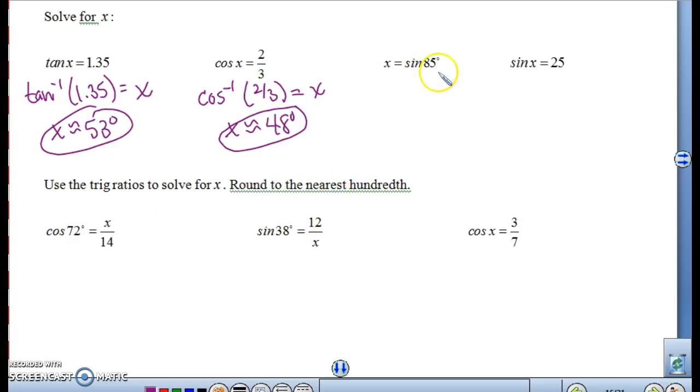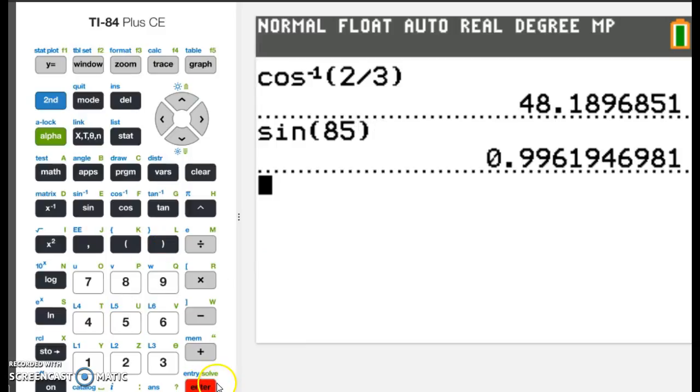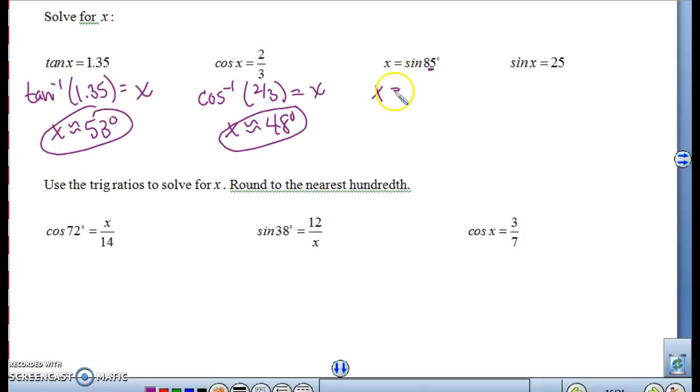All right, x is equal to sine of 85. Now, do we need to use inverse sine on this? No, because we have the angle. Because we have the angle, they just want to know what's the ratio when the sine is 85. So you just put in the calculator as you see it. Sine 85 is 0.9962 approximately. So x is approximately 0.9962. Okay, so there we go.